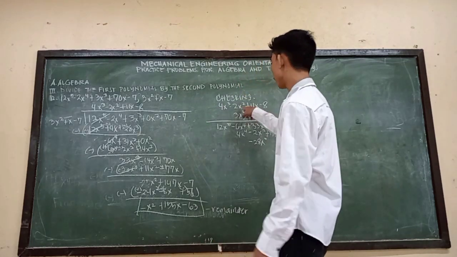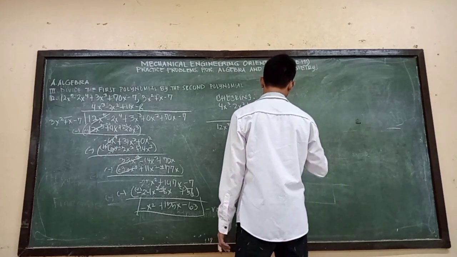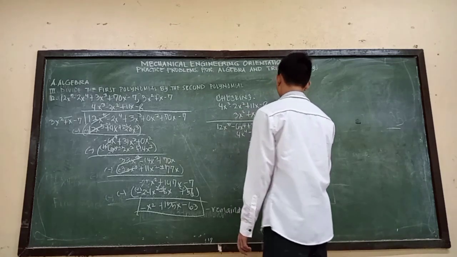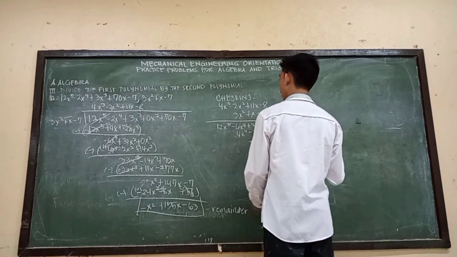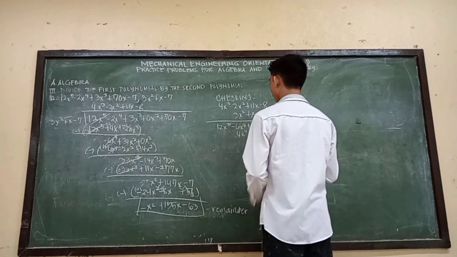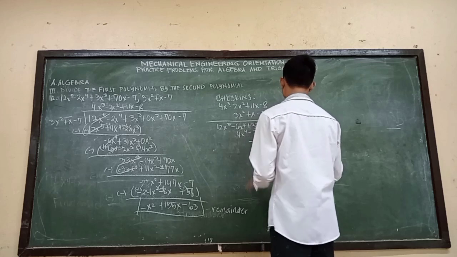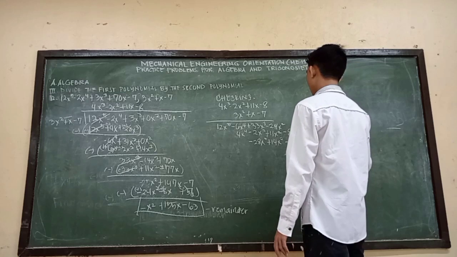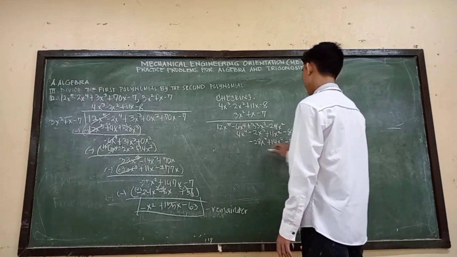cubed, and then negative 7 times negative 2x will give us 14x squared, and then negative 7 times 11x will give us negative 77x. And then negative 7 times negative 8 will give us positive 56.